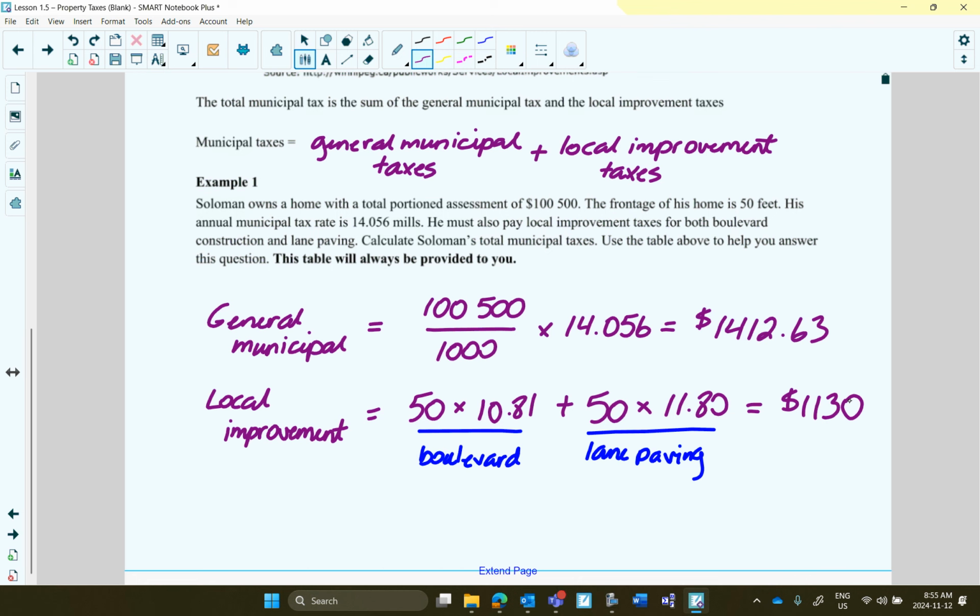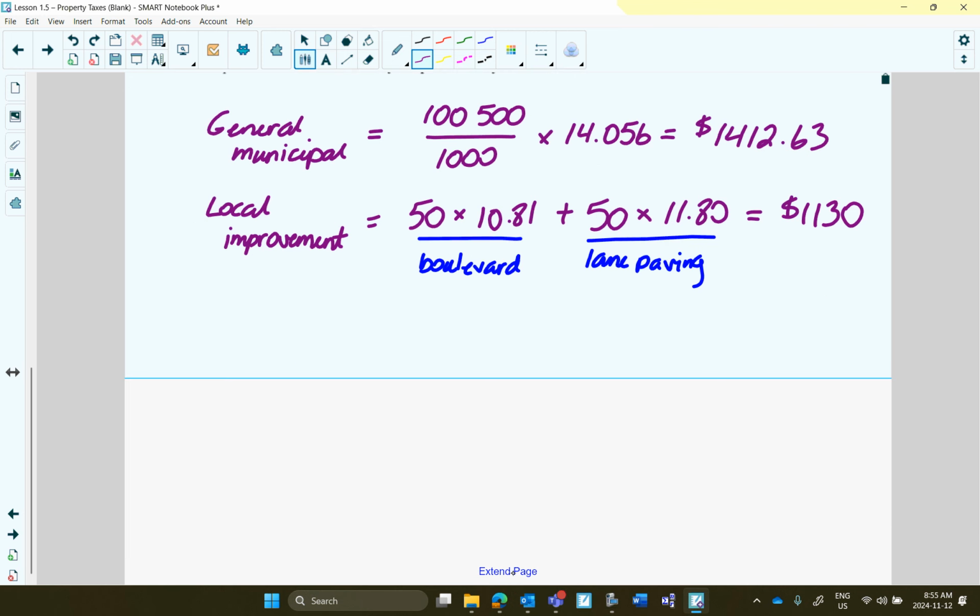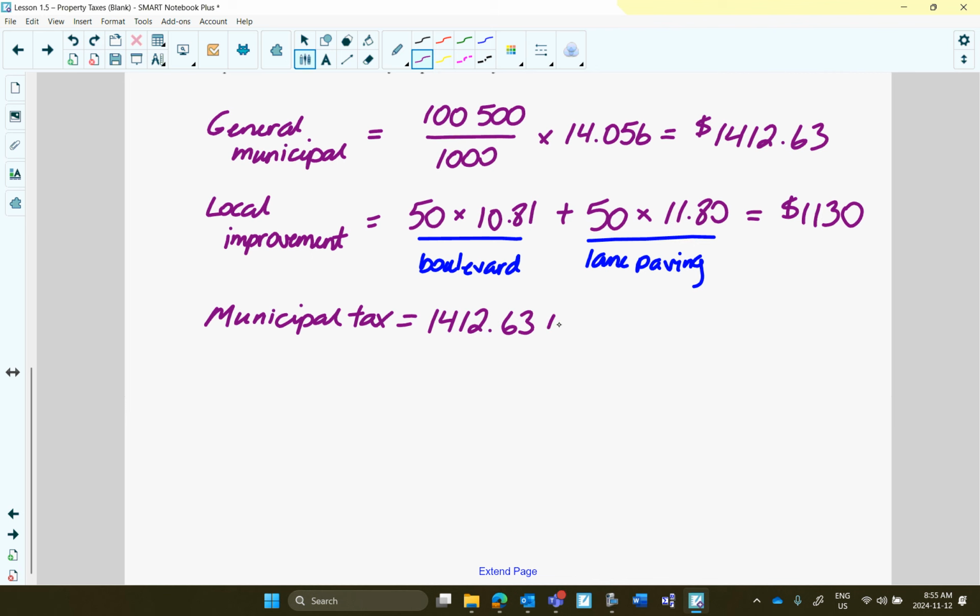So therefore, his municipal tax, remember there's a difference between general municipal and municipal. His municipal, I just add the two amounts. So it's going to be 1,412.63 plus 1130, which is going to give us 2,543.13. That's how much he owes in municipal tax. Yes, that's yearly.